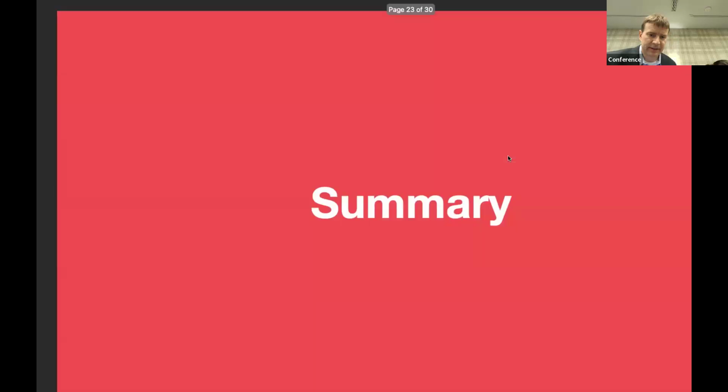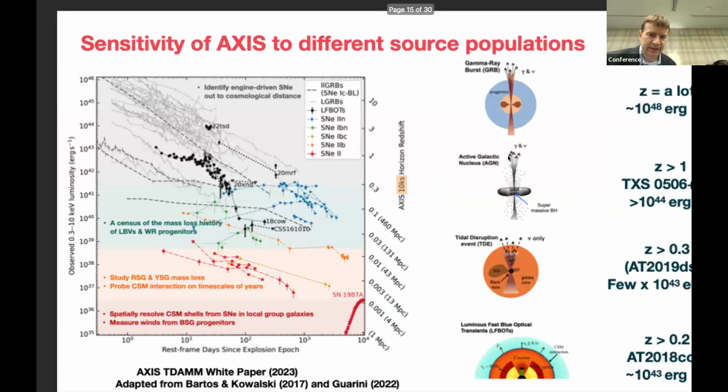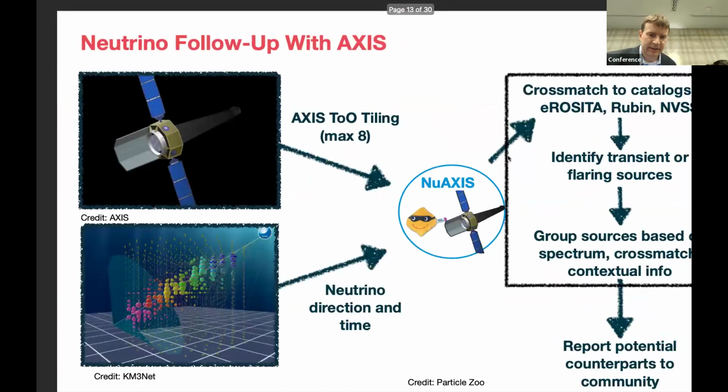Yeah, that's a great question. So I sort of glossed over it here. I just said we will identify transient and flaring sources. Obviously, that's actually very non-trivial. I think this is probably going to be quite similar to what you're going to want to do in general with all AXIS science in terms of doing time domain astronomy science.